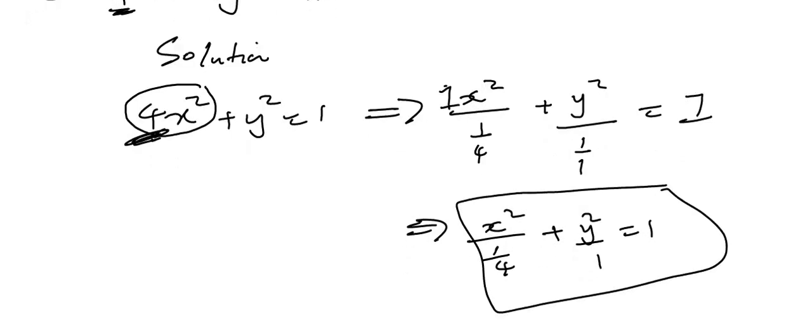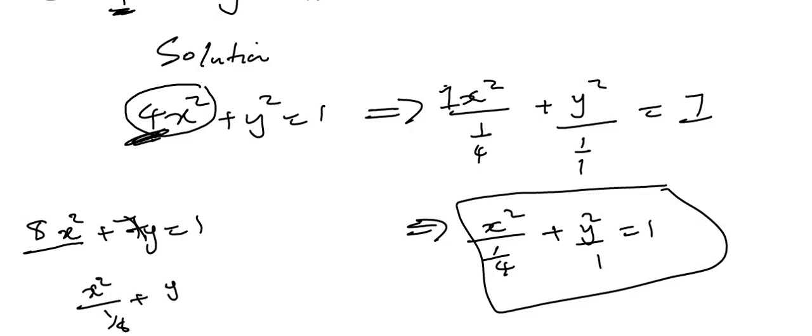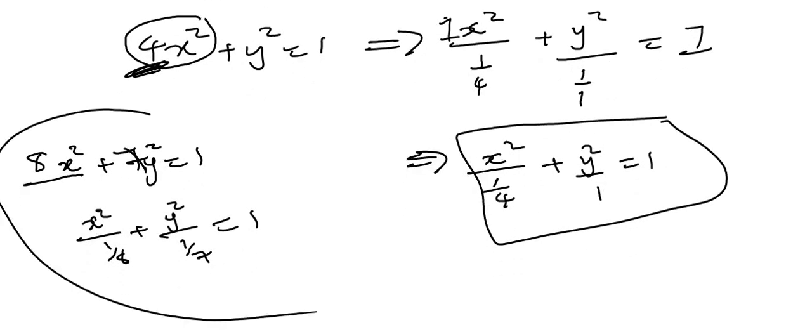So let me just, before you ask me any question, if I had 8x squared plus 7y squared equals 1, you would have changed this to be x squared over 1 over 8 plus y squared over 1 over 7 is equal to 1. Are you getting this here that I'm doing here, Charles? Yes. So this is what we would have done if we had any other numbers. So we didn't have any number in front of y.